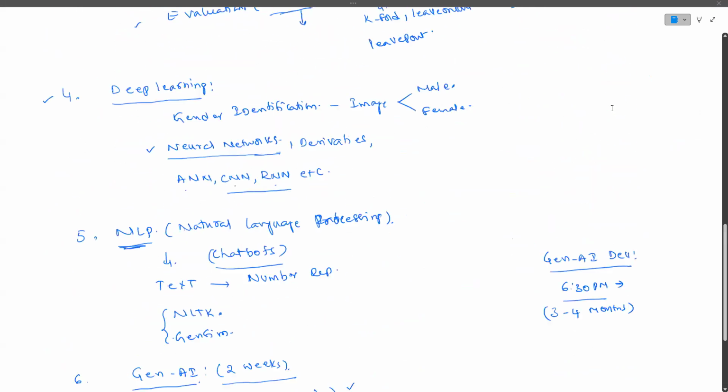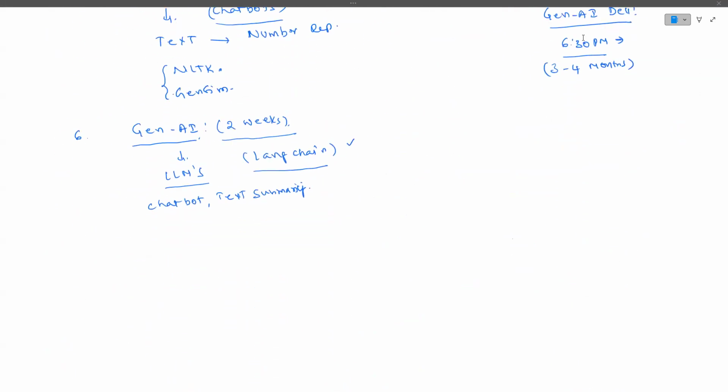So these are the main topics, guys. Even some I didn't highlight: I'm going to discuss a little bit of R language, guys. As I said, 3 to 4 days of R language.